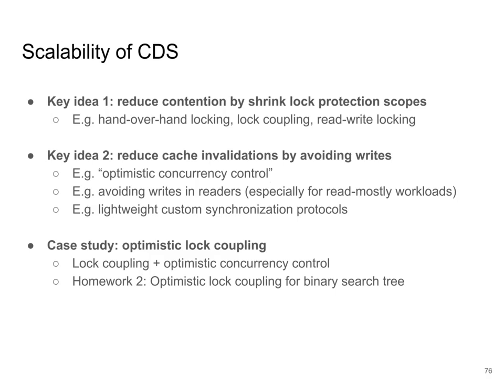And for scalability, as I discussed in the previous slide, the first key idea is reducing contention by shrinking lock protection scopes. So use multiple locks and let each lock protect a smaller subset of the data structure. By doing so, you can reduce the contention. The second key idea is to reduce cache invalidations by avoiding writes.